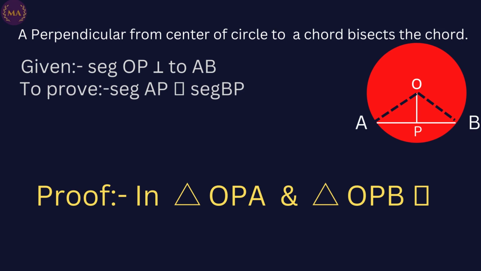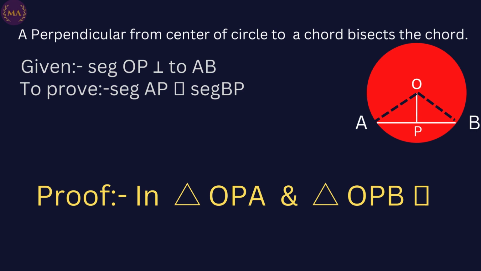So after writing that, now let's start with the proof. Here, what are we going to prove? That segment AP is congruent to segment BP. Now I have drawn two triangles. Can anyone tell me why I have drawn triangles? Yes, so that we can use a congruency and try to get the two sides equal. Perfect. So what should be my first step?